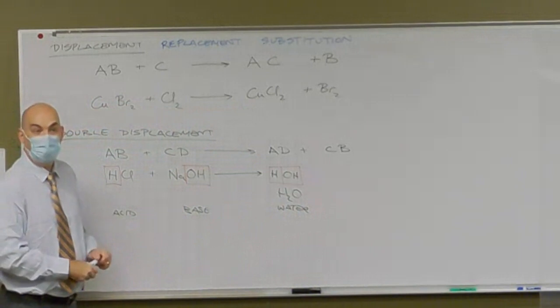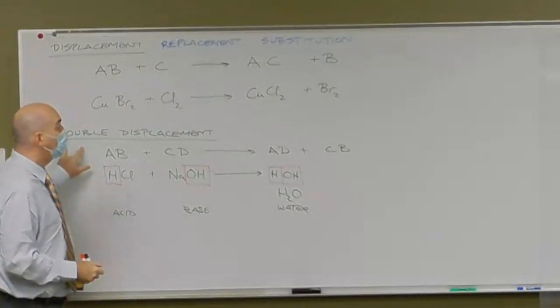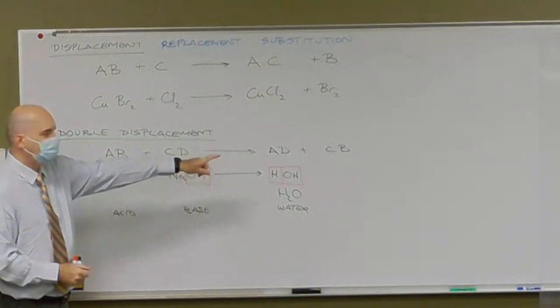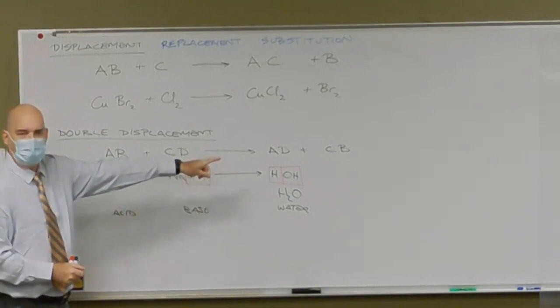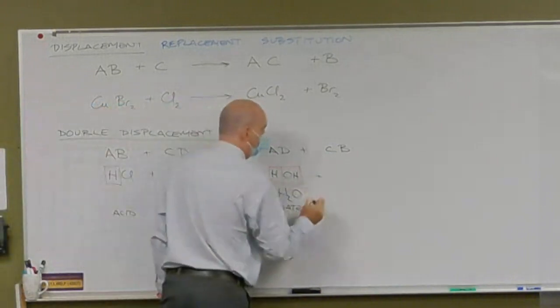Every acid, when it interacts with a base, undergoes this reaction. This is called an acid-base neutralization reaction, and it is a double displacement. That leaves me just to take care of whatever CB is over there. What is CB?